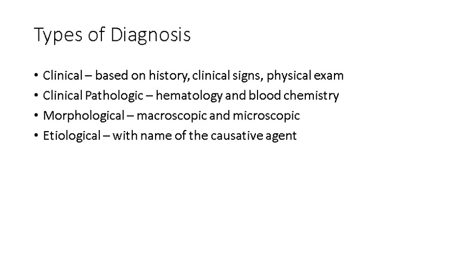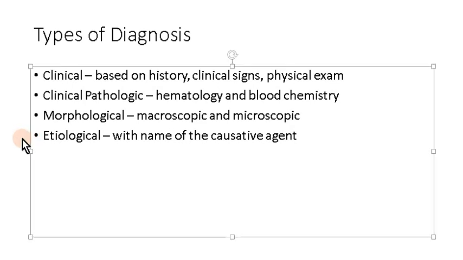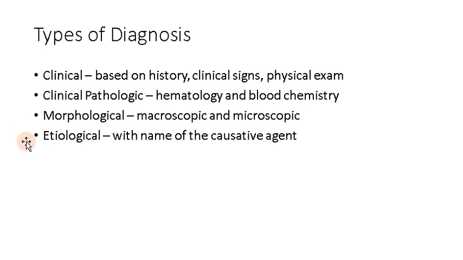So, types of diagnosis. Meron tayong apat. First is the clinical. Meron tayong clinical pathologic, morphological, and etiological. Now, in other books, actually, yung clinical pathologic is just under the clinical. So sa reference nyo, they created a different category. When you say clinical, it will be based on history, clinical signs, and physical exam.